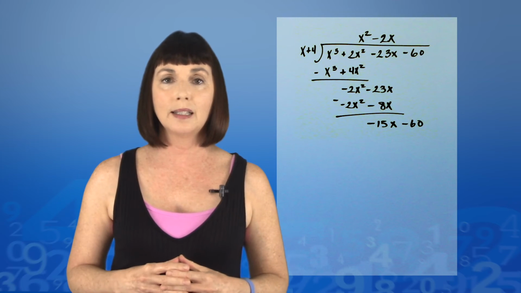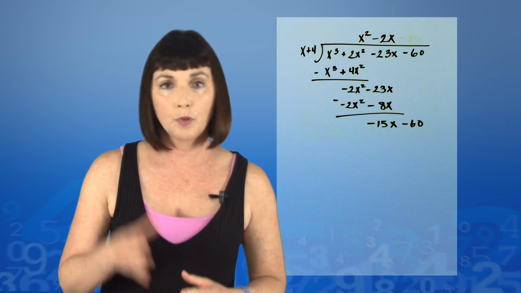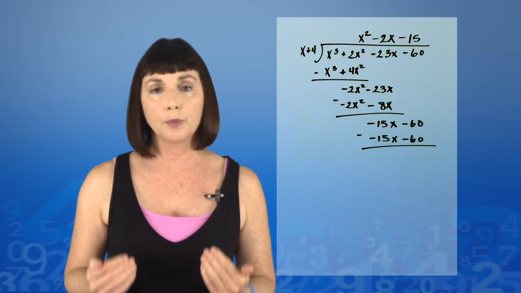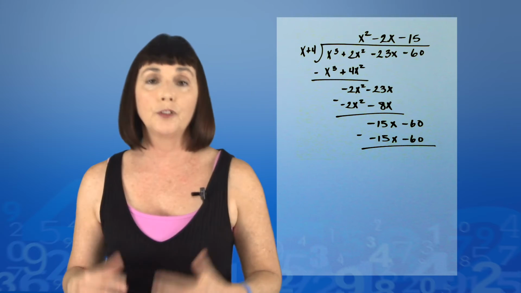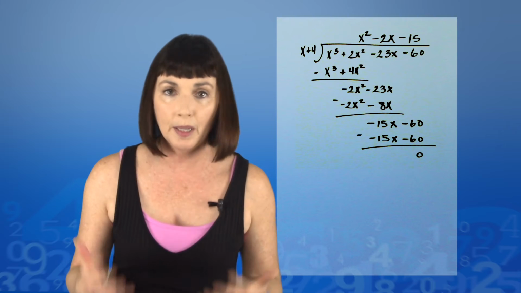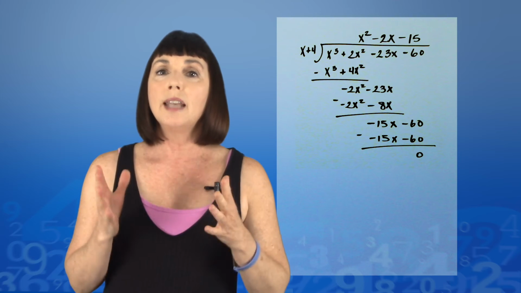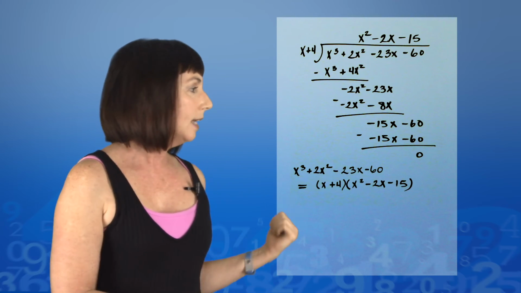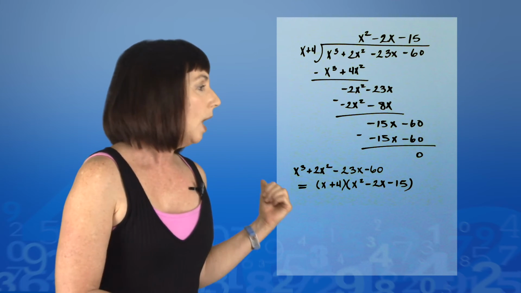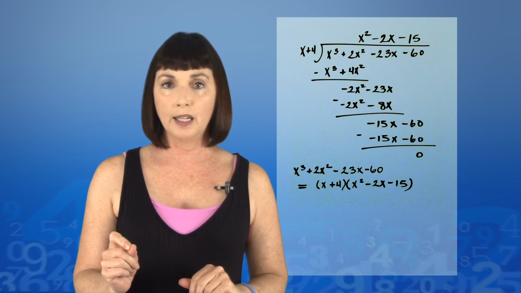We bring down our minus 60. What is negative 15x divided by x? It's negative 15. So put that up at the top, multiply. We get negative 15x minus 60. Again, we subtract. Negative 15x minus negative 15x is 0. Negative 60 minus negative 60 is 0. Of course, we got a remainder of 0. We knew that would happen because we know x plus 4 is a factor. So now we have found that our polynomial x cubed plus 2x squared minus 23x minus 60 is equal to x plus 4 times the quantity x squared minus 2x minus 15.